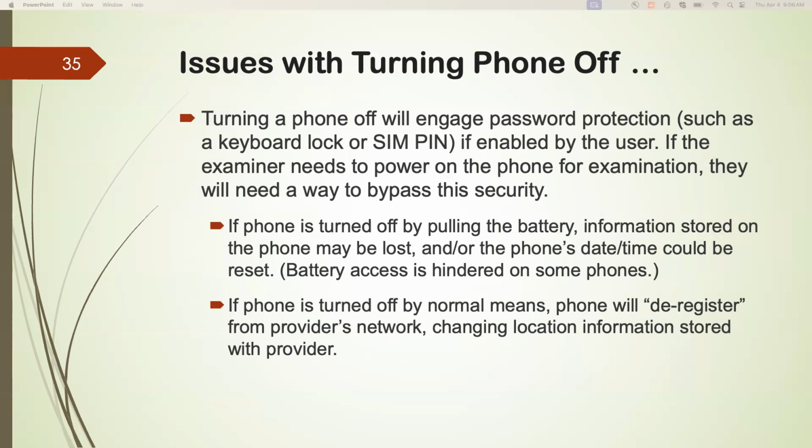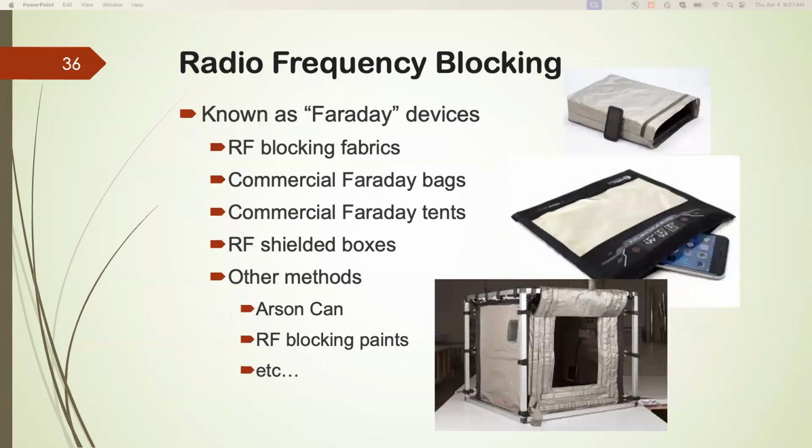So that's why it is very, very important that if the phone is on, try to plug it into a charger while you are transferring the phone, and make sure that it stays on and doesn't connect to any of the network services, whether it's Wi-Fi, Bluetooth, or the cellular network. So these are the different devices that you can use for radio frequency blocking. These devices are called Faraday devices. So what is Faraday? It is basically a container made from material which blocks the radio frequency.